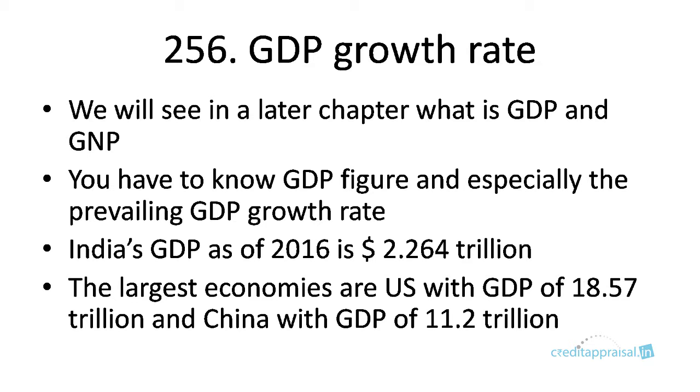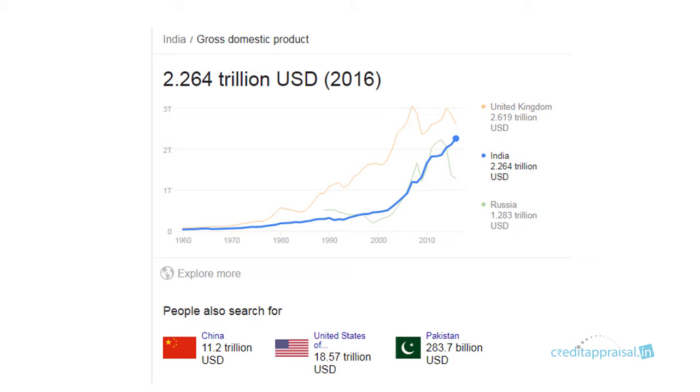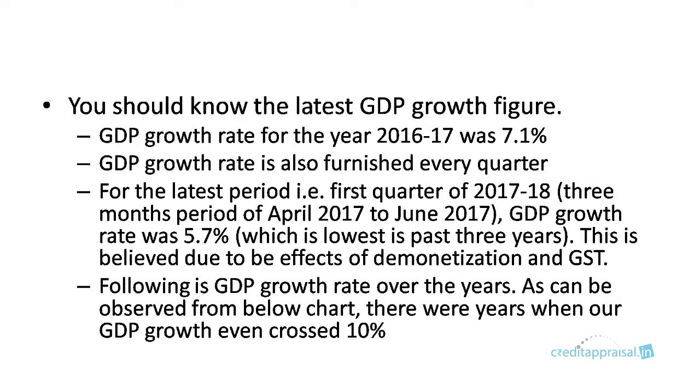The large economies are the US, whose GDP is 18.57 trillion, and China, 11.2 trillion. So you have to remember what the GDP of India is. It's 2.264 trillion. Please update with the latest figures. You can Google it. You should know more than the absolute GDP figure. You should know the growth rate. That is very important.